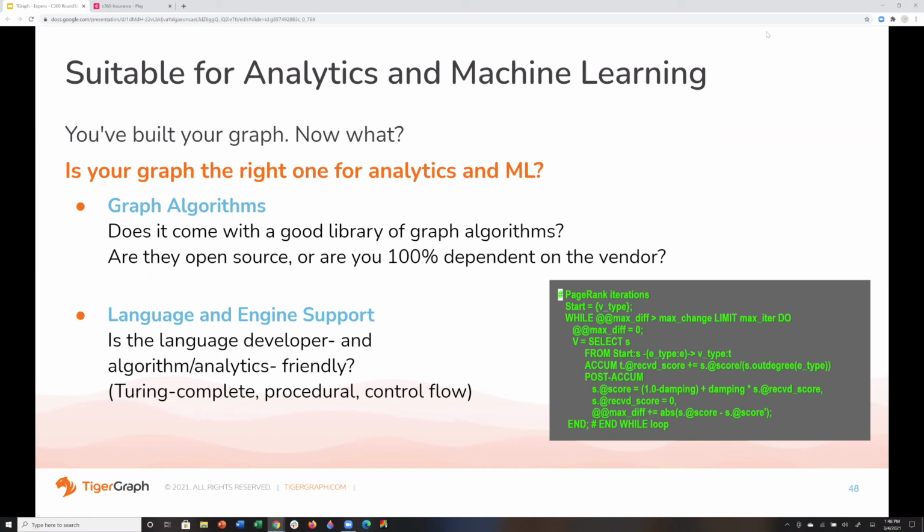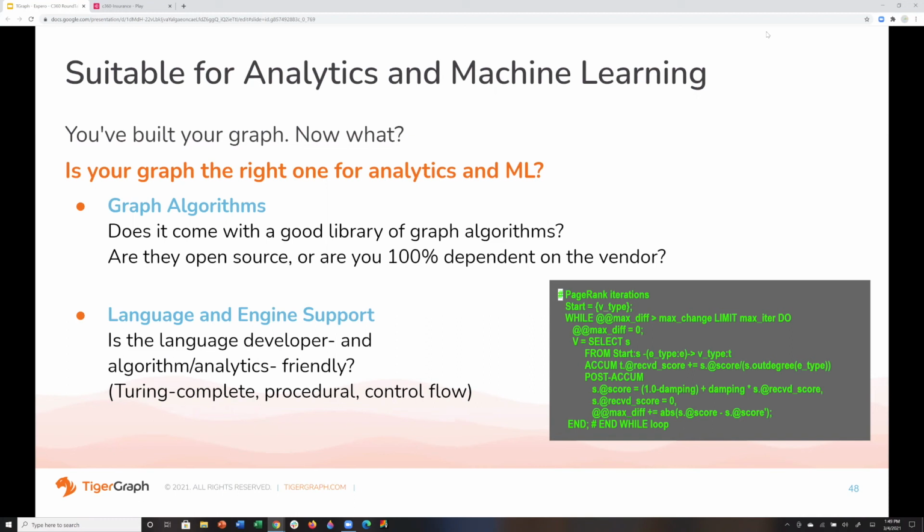So with TigerGraph, he can do that. He can just write the algorithm himself, because our query language, I've got a little sample of our actual code there, is both SQL-like at the core, but it has enhancements to make it very natural to implement algorithms. So it's developer and algorithm and analytics friendly. Some technical terms are, it's Turing complete, it's procedural, and it features control flow. So those are my 3 points: scalability, real time, and suitability for analytics and machine learning.